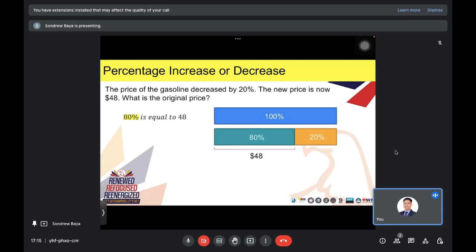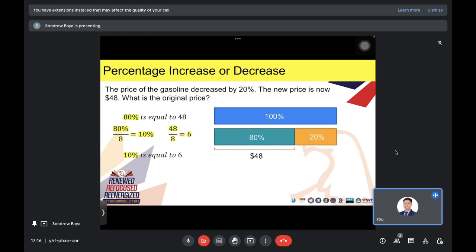We wanted to find the original price, right? So that means 100%. But we cannot directly go to 100 from 80. However, we can express 80 as 10%, and from 10%, we can move to 100%. So here, it involves strategy and analysis. From 80% to make it 10%, we can just divide 80 by 8. Since 80% is equal to 48, from 48 we do the same thing. 48 divided by 8 is equal to 6. Therefore, 10% of the original is equal to 6.